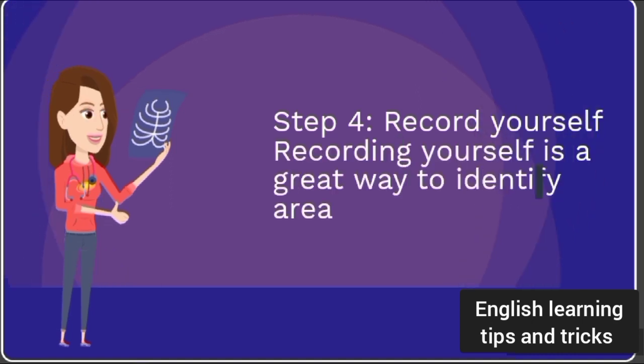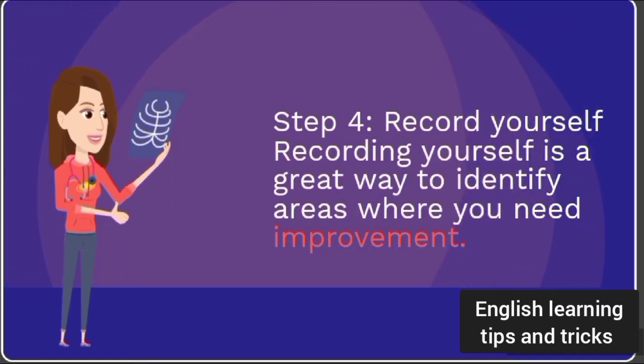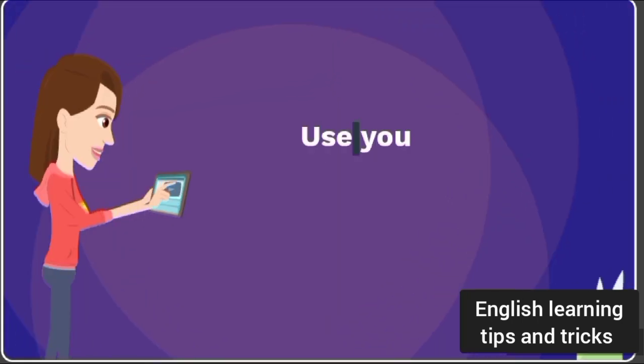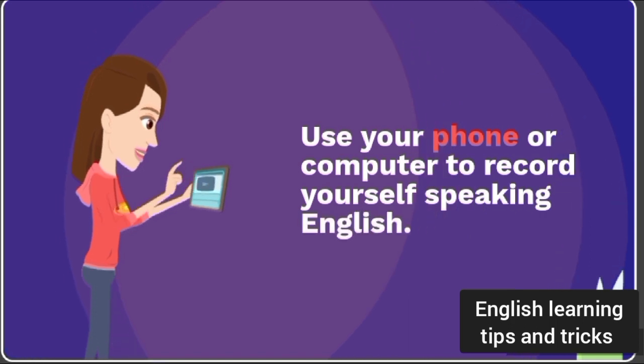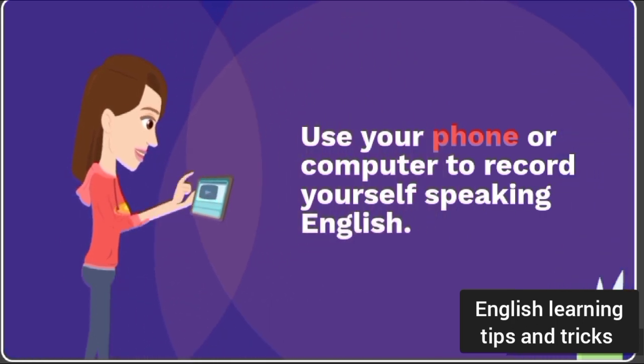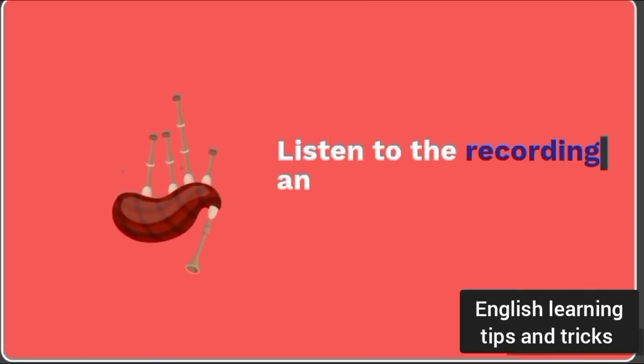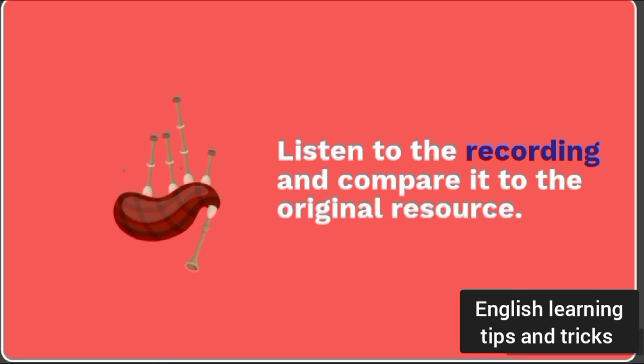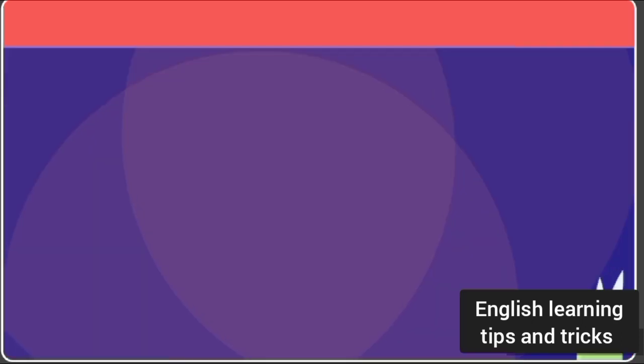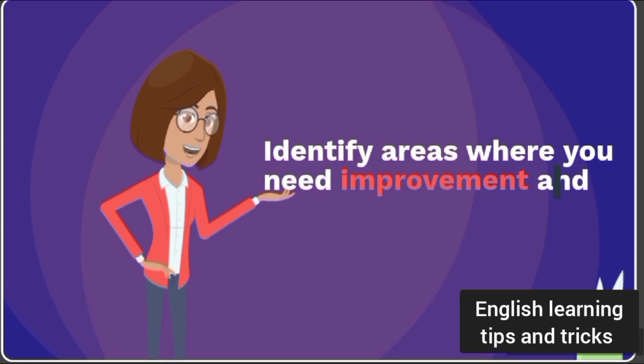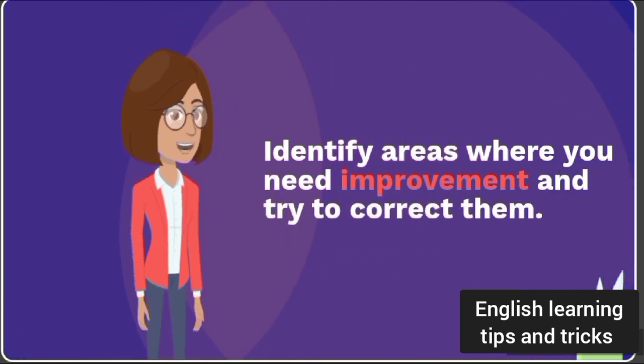Step 4. Record yourself. Recording yourself is a great way to identify areas where you need improvement. Use your phone or computer to record yourself speaking English. Listen to the recording and compare it to the original resource. Identify areas where you need improvement and try to correct them.